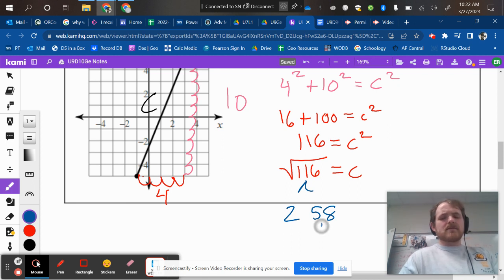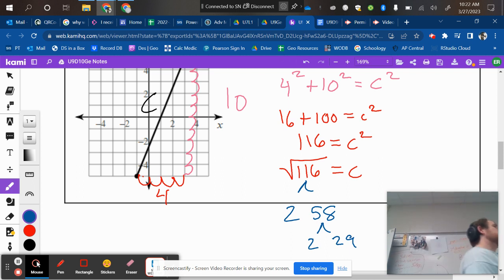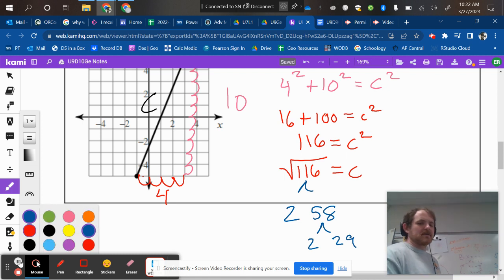Is that 27? No, 20 something. 29? Now, 2, 2, and 29 are all prime numbers, huh? Have we been talking about prime numbers in here? I think so. Trying to be intentional with that.